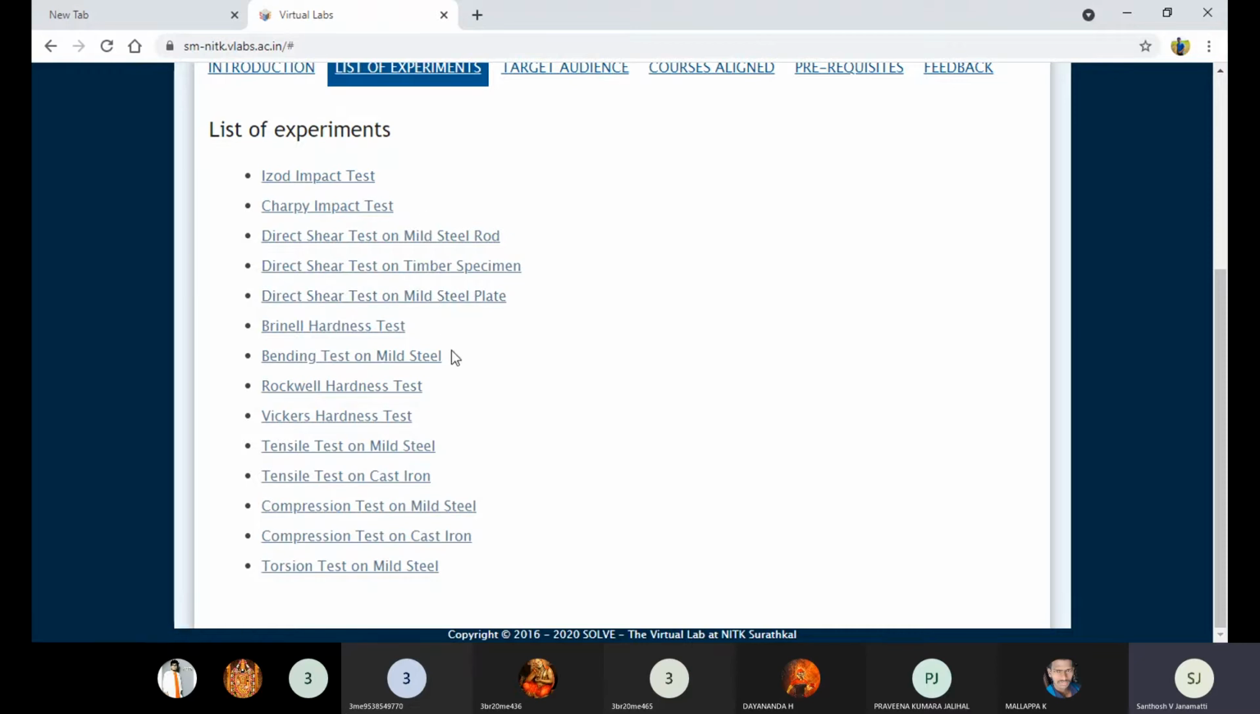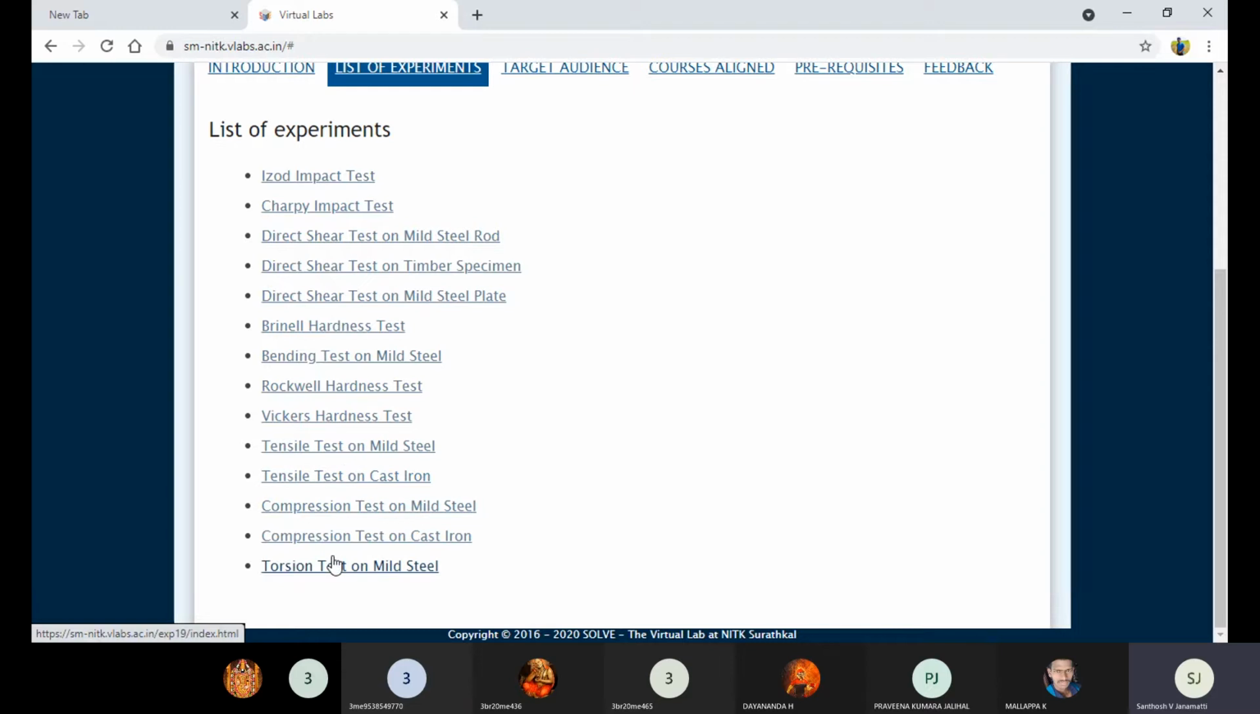Before that we had conducted the Vickers hardness test, Rockwell hardness test, and Brinell hardness test. These three tests are for the determination of the hardness of the given sample. So already we have conducted these three tests for hardness determination and two tests for impact determination. All the five experiments as per your syllabus. Now we will discuss one more. The major experiment is the tensile test.